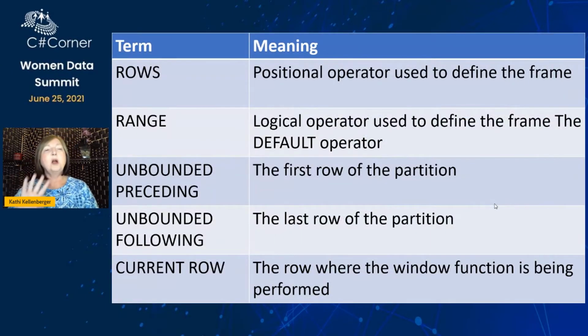So the problem with framing is it's, I'm going to say, clumsy terminology. There's a lot of words to know, and you've got to put them together just right. The first thing to know is ROWS. It's a positional operator that we can use to define the frame. If you've ever heard of something like rows between unbounded preceding and current row, that's what you use for running total.